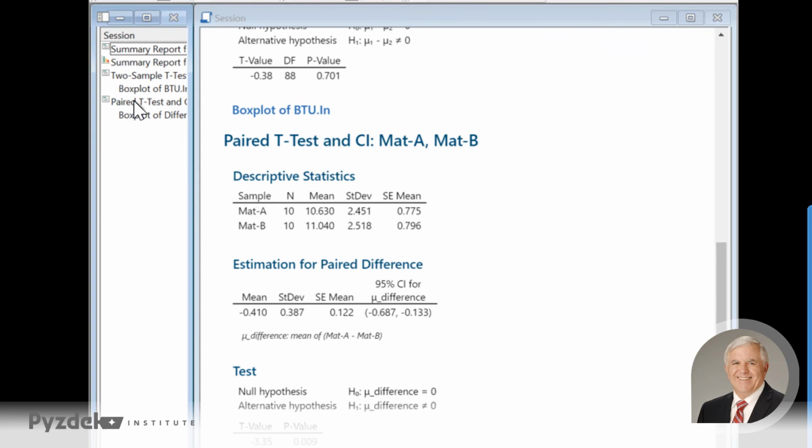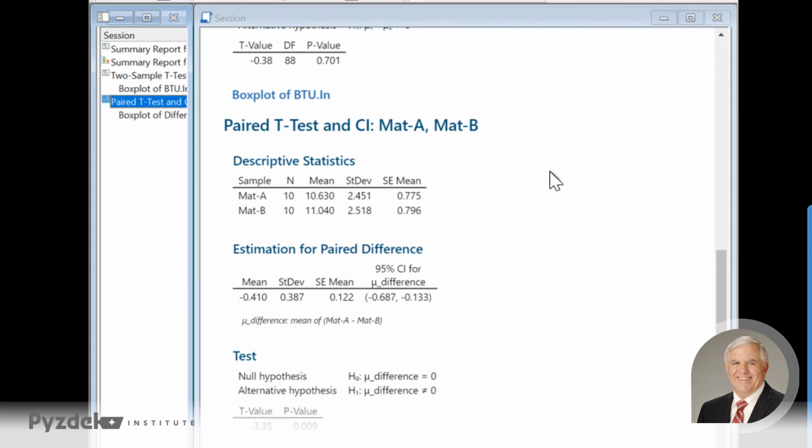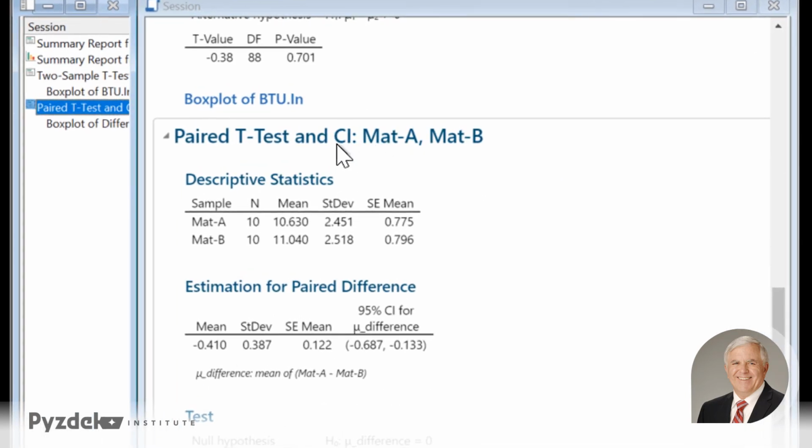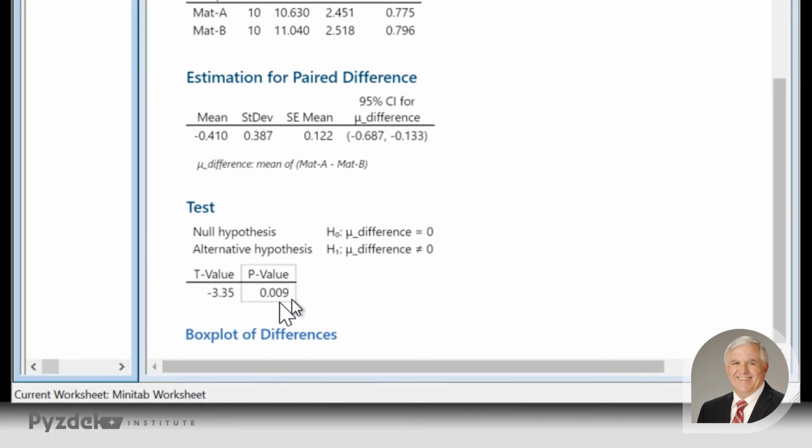You can also do a numerical analysis. And I'll double click on this in the session window. Paired t-test and confidence interval for material A and material B. Minitab shows us the means, standard deviations, and standard errors. And it also shows us the confidence interval for the mean difference. And this is from minus 0.687 to minus 0.133. The interval does not include zero.